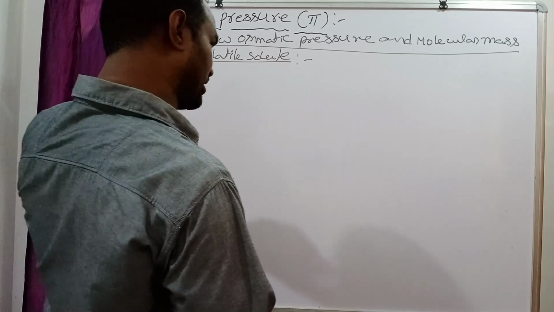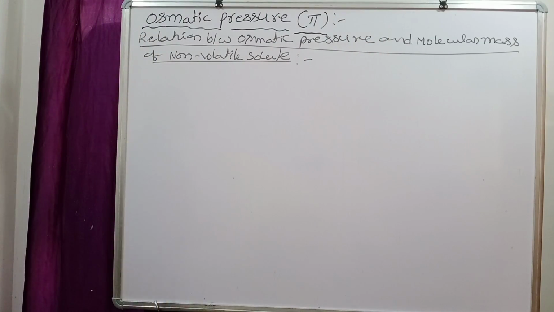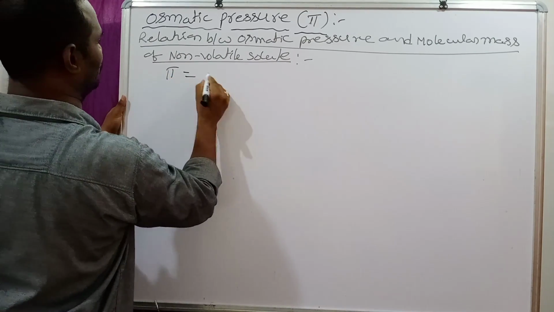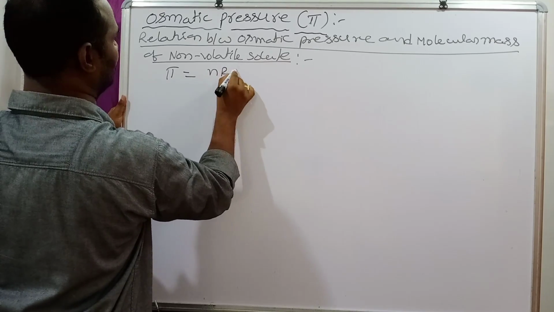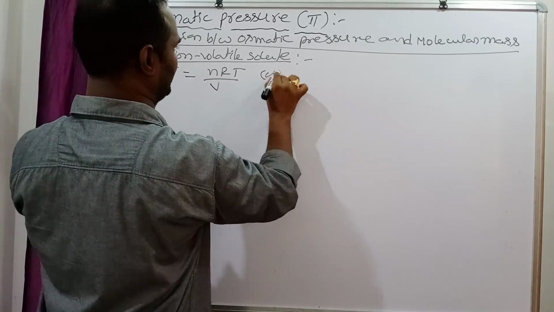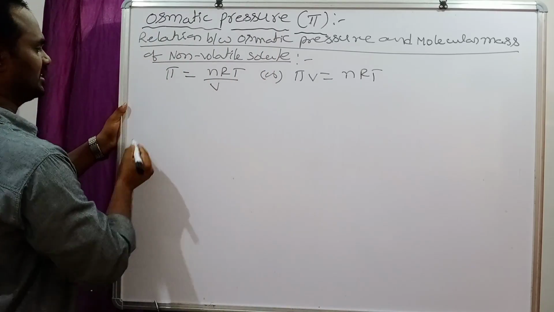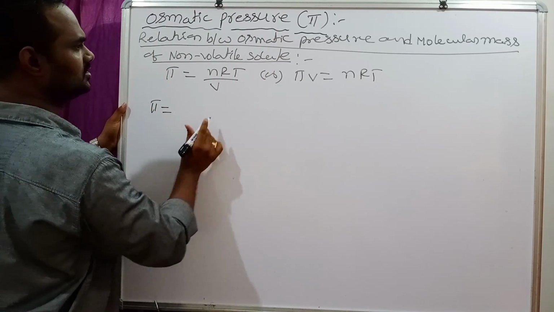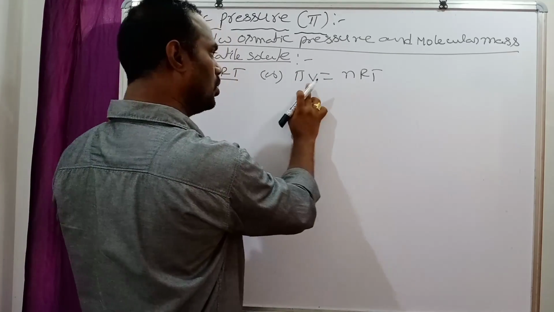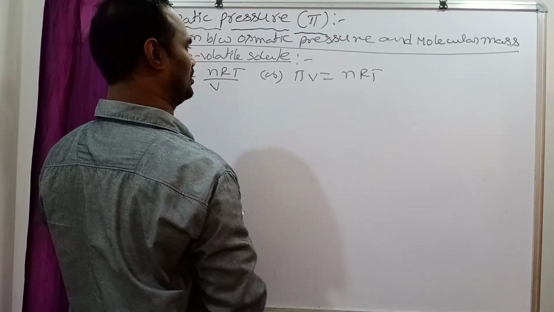The relation between osmotic pressure pi and molecular mass of a non-volatile solute present in the solution. So carefully see, first pi is equal to nRT by V. This is the formula, or we can also write pi V is equal to nRT. Here n is nothing but the number of moles of solute, V is volume of solution, R is the constant, T is absolute temperature.